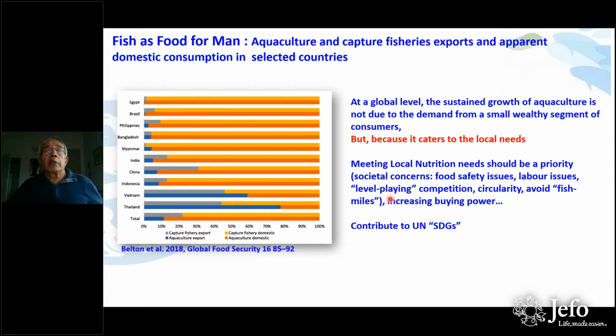And there is another thing which is coming up these days, which is increasing biopower in the majority of these developing countries. So fish as food for man, we've got to think more in terms of local nutrition needs than just for export. There are initiatives in different parts of the world where this is becoming more and more important. And we also contribute to the UN Sustainable Development Goals.